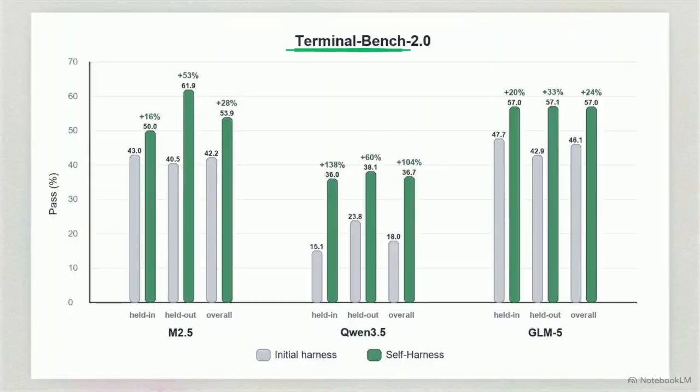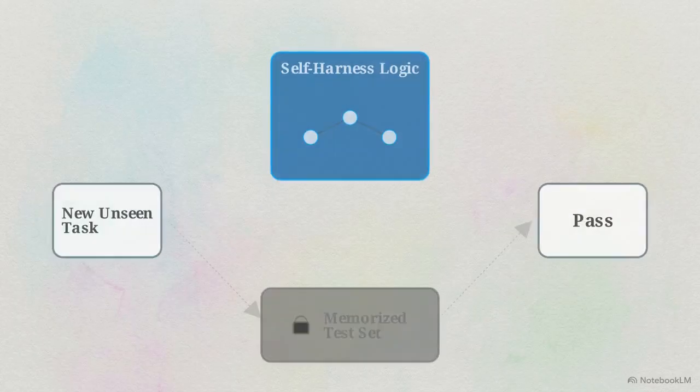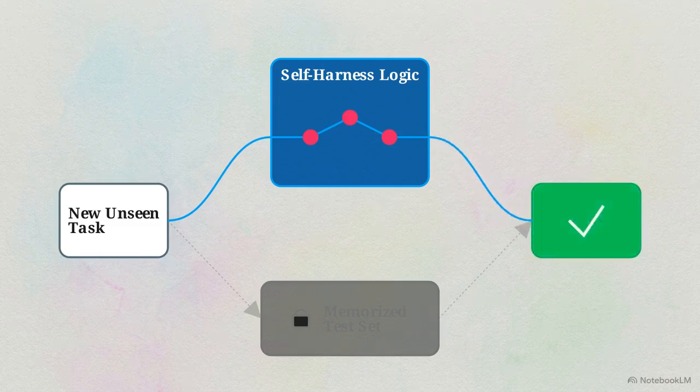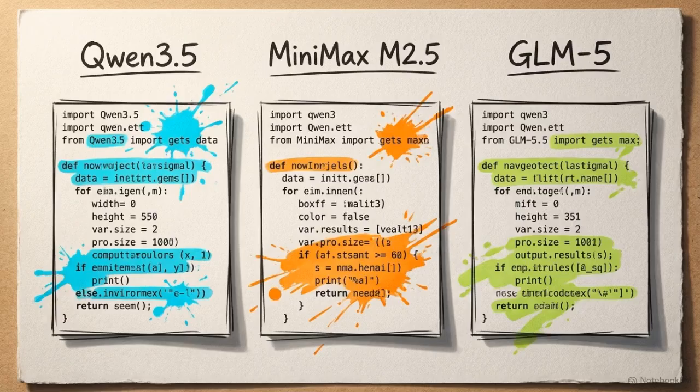This chart shows the pass rates on Terminal Bench 2.0 across three fundamentally different model families, comparing the initial baseline harness to the evolved self-harness. Notice the uniform performance gains specifically on the held-out task splits for MiniMax M2.5, Qwen 3.5, and GLM5. Because these tasks were entirely unseen during the proposal stage, these gains prove the system is generating reusable, generalized workflow logic, not memorized answers. And the solutions were highly bespoke.